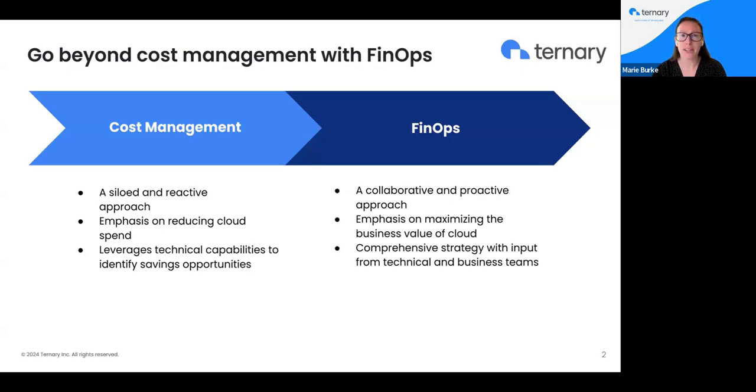And that's where Ternary comes into play. So we are a purpose-built platform for FinOps. A key distinction between us and some of the tools that have been around in the space for a long time is that we live and breathe FinOps as part of our DNA, and we are investing in new capabilities and technologies to help you move into the future.